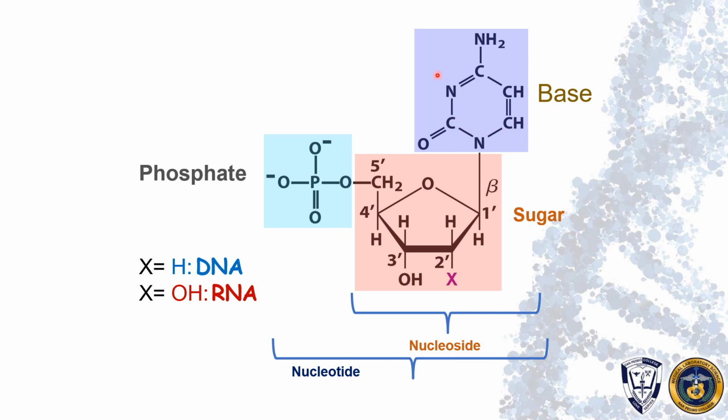And then that nitrogen base is attached to the first carbon atom of the ribose sugar. And then on the terminal carbon of the ribose sugar or the deoxyribose sugar is the attachment of the phosphate group. So, yon. Okay, so again, pag nucleoside, it is the base and the sugar. And pag nucleotide naman, it is the base, the sugar, and the phosphate group.